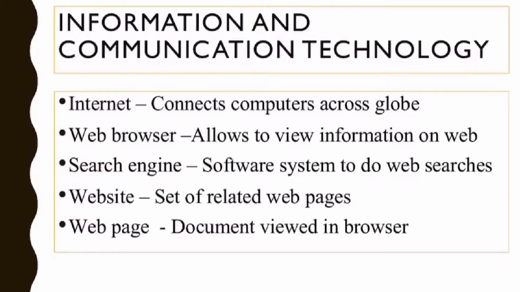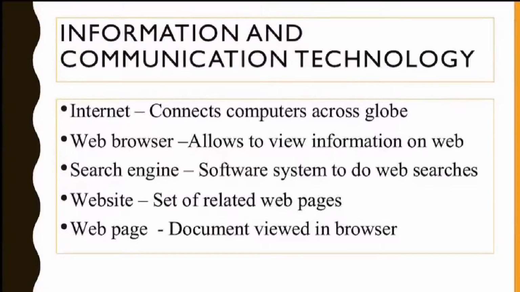Internet is a network which connects computers across the globe. So this facilitates sharing of information and communication. Then web browser. Web browser is a type of software which helps us to view the information on the web. For example, Firefox, Chrome, Safari, all these are web browsers. Next, search engine. This is a software system which helps in carrying out web searches. For example, we use Google to search a lot of information. Google is a search engine.